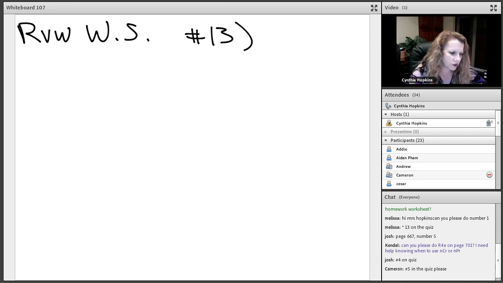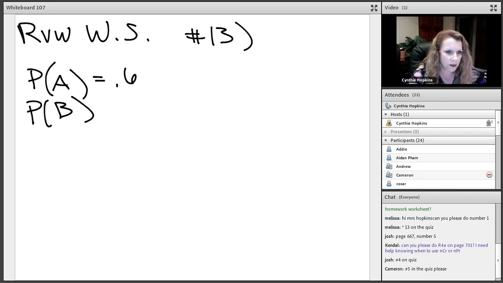All right, so 12, 13, and 14 kind of go together. So this is saying in Orange County, 60% of the voters are in favor of school bond A. So the probability of bond A passing is 0.6. And then 30% are in favor of school bond B. So the probability of bond B passing is 0.3. Okay, so in number 13, they said neither bond will pass.